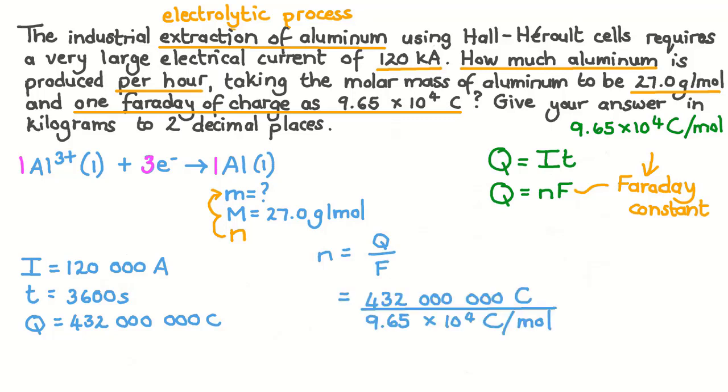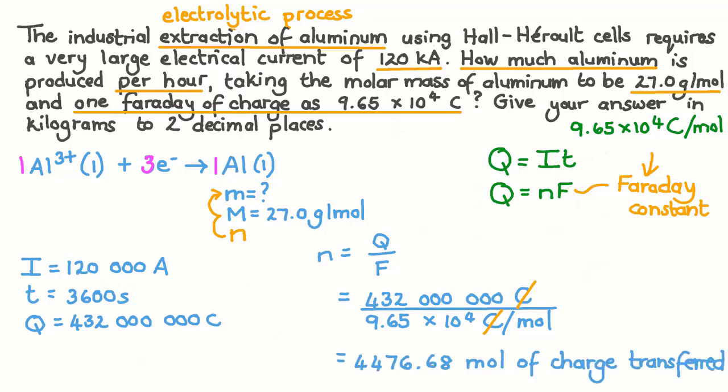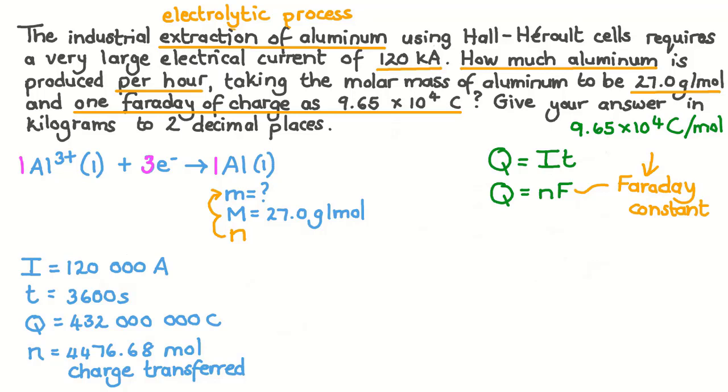Substituting the amount of charge that flowed in 1 hour divided by the charge on 1 mole of elementary charge, which is equivalent to the charge on 1 mole of electrons, we can cancel the coulomb units. We get the number of moles of charge transferred in an hour, which is 4,476.68 moles.